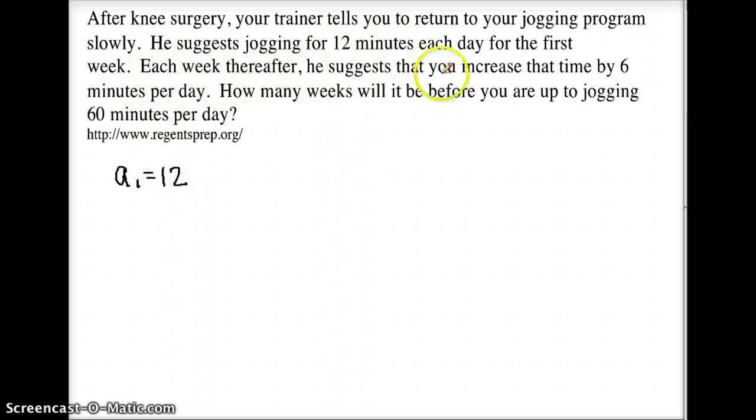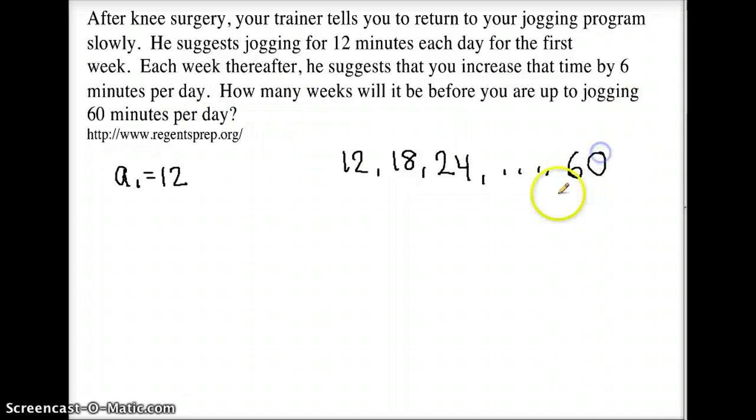Each week thereafter, he suggests that you increase the time by 6 minutes per day. So we're going to have 12, and then the next week you're going to be running 18, and the next one you're going to be 24, and it goes on and on. How many weeks will it be before you're up to jogging 60 minutes per day? So AN, the last term, is going to be 60.